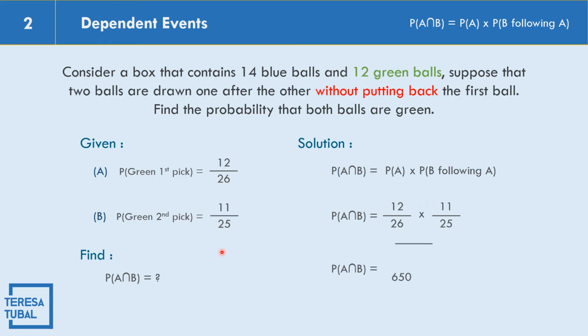So let us multiply. 12 times 11 is 132. 26 times 25 is equal to 650. And then for the lowest term, divided by 2, 132 divided by 2 is 66, and 650 divided by 2 is 325. So the probability that both balls are green is equal to 66 over 325.